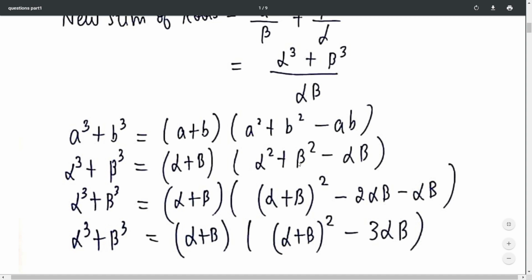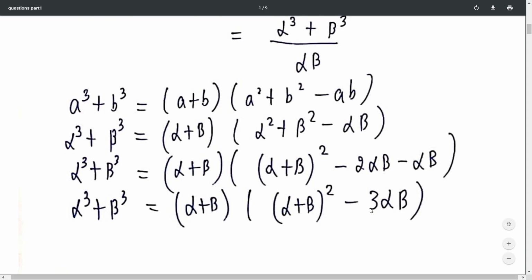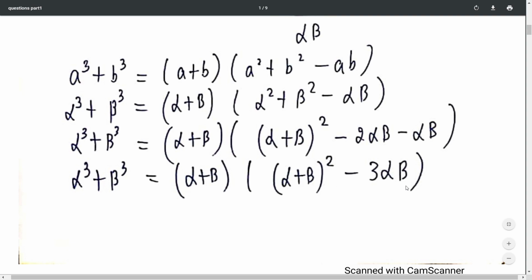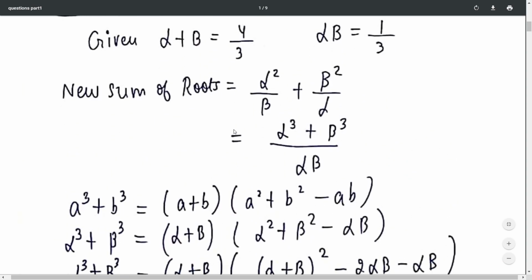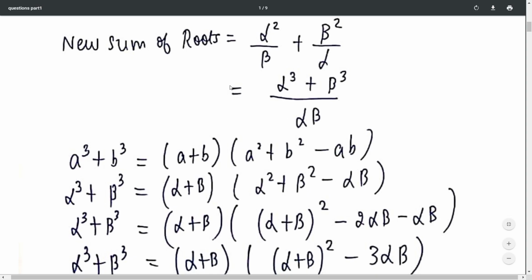Alpha squared plus beta square can be written as alpha plus beta whole square minus 2 alpha beta. So on some further simplifying, I get minus 3 alpha beta here. Now I know the value of alpha plus beta and alpha beta from here. So I'll substitute it and get the value of alpha cube plus beta cube, and substitute in this expression for the new sum of roots. I'll get alpha cube plus beta cube value and alpha beta value. So I'll get the new sum of roots.